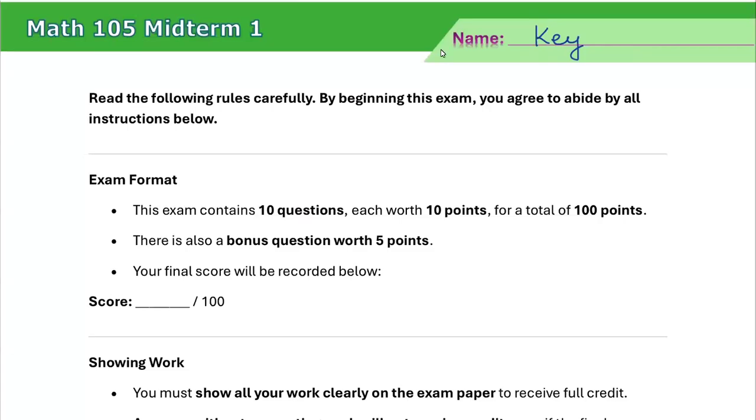Hello, everyone. I am going to give you the key for midterm 1 with full explanations.